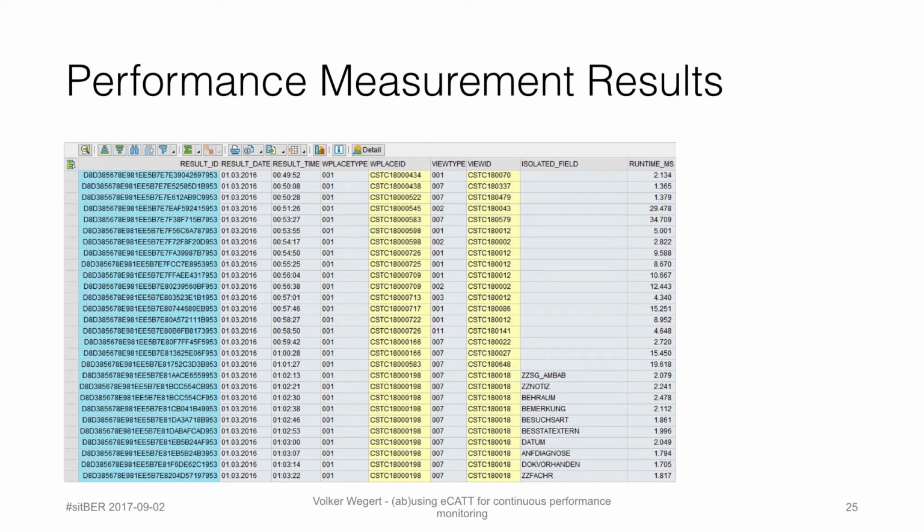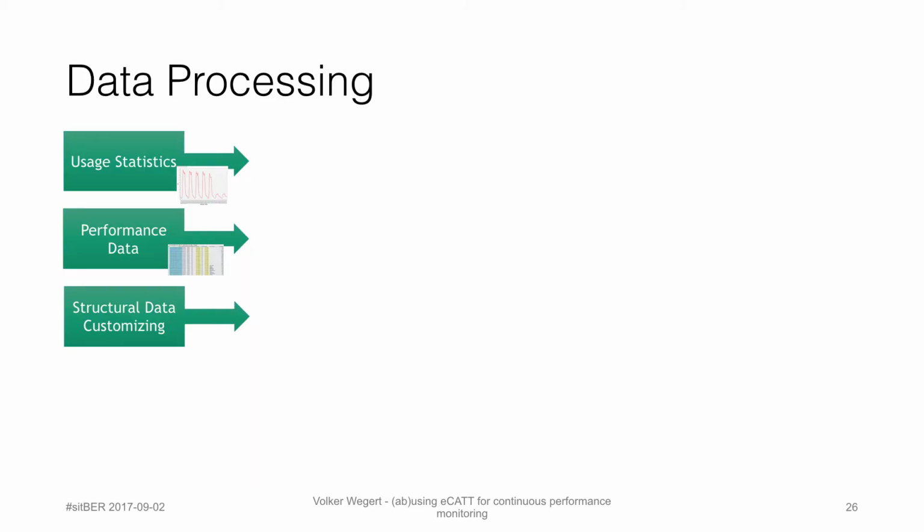What you get as a result are tables like these: date and time of the test run, the workplace and view ID under test, and either the total runtime or the runtime with an isolated column. This has to be recorded in a custom table, since this data is not easily available from the eCATT log.